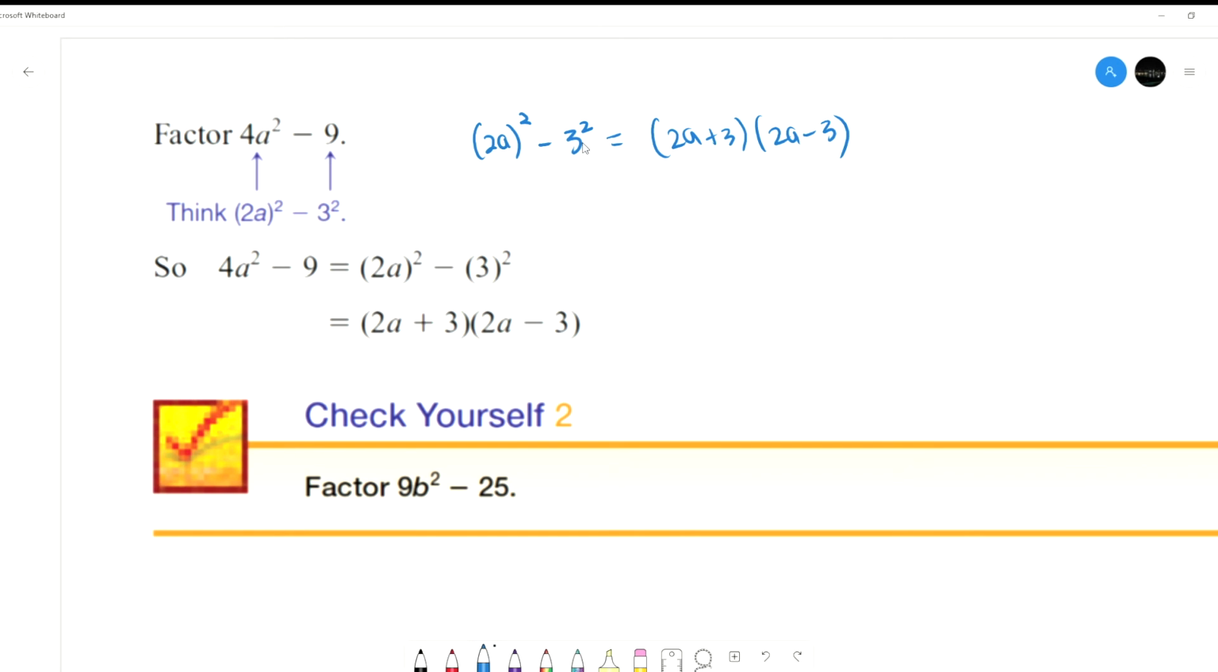Okay, does everyone see that pattern? If you understand that, I want you to try Check Yourself number 2 here. Factor 9b squared minus 25. Give that a try. I'll give you a minute. And if you get it, you can type it out in chat. Don't say it out loud though.